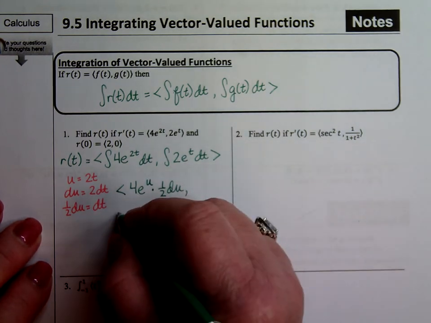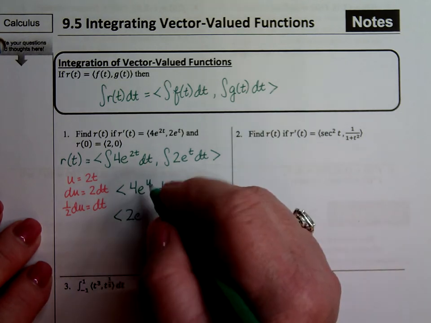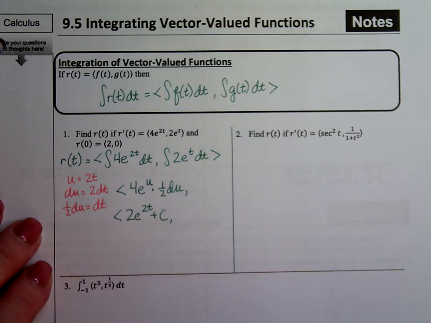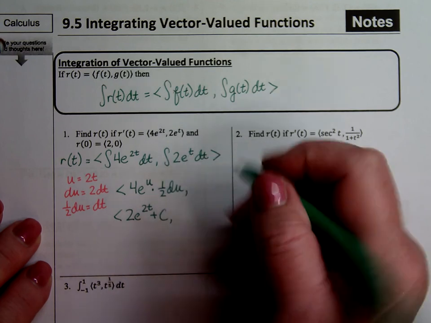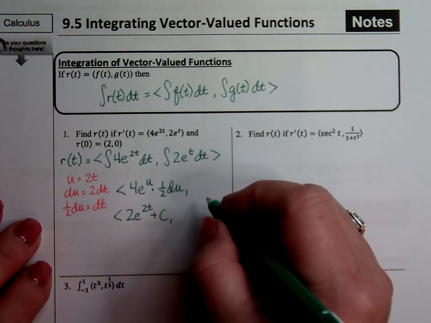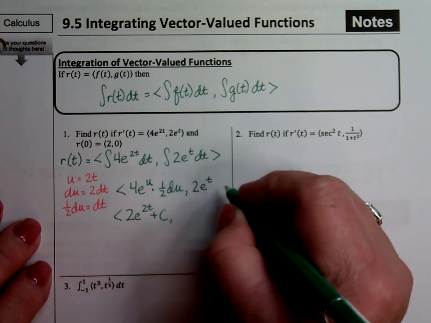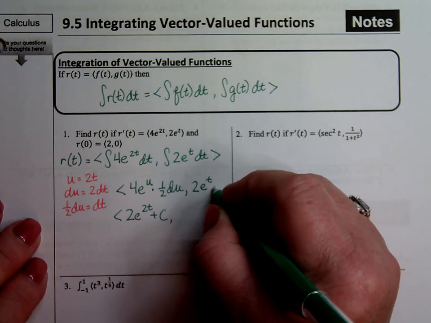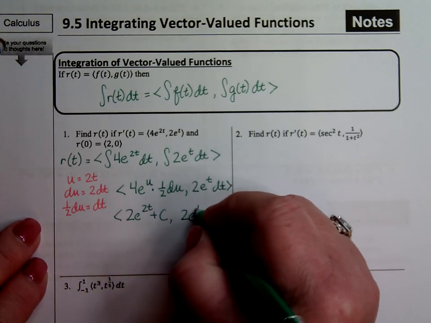Let's keep going with the x. Half of 4 is 2. 2e, we know that u is 2t, and I need a plus c. And so that's what the integral for that piece, the x component, would look like. 2e to the 2t plus c. Now the second one, I have a t as my power, and so I don't really need to go through all of this. It's just going to be 2e to the t dt. All right, so that means I have 2e to the t plus c.